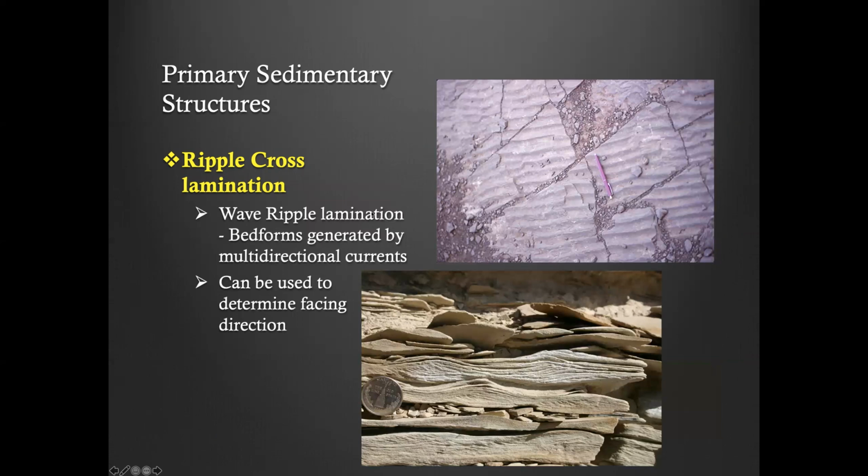If we look at wave ripple lamination, these bed forms are generated by multidirectional currents. Oftentimes they have a trough and a fairly sharp crest. The crest is sharp, the trough is rounded. And so we see that down here. We see sharp and rounded, sharp and rounded between there. And so with this, if we see that sharp crest, the sharp crest has to be facing upward. If it's upside down, we know the bed is upside down. So again, this can be used to help us understand facing direction, or which direction is up.